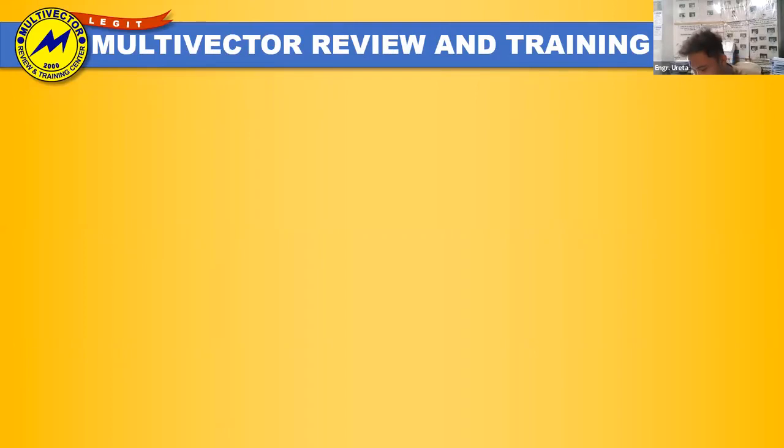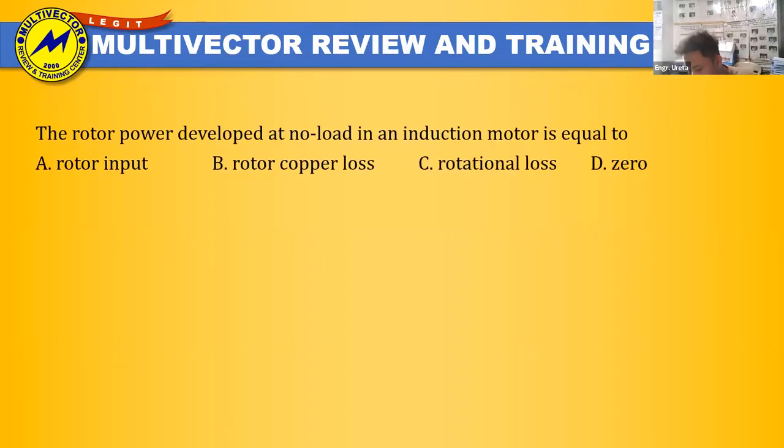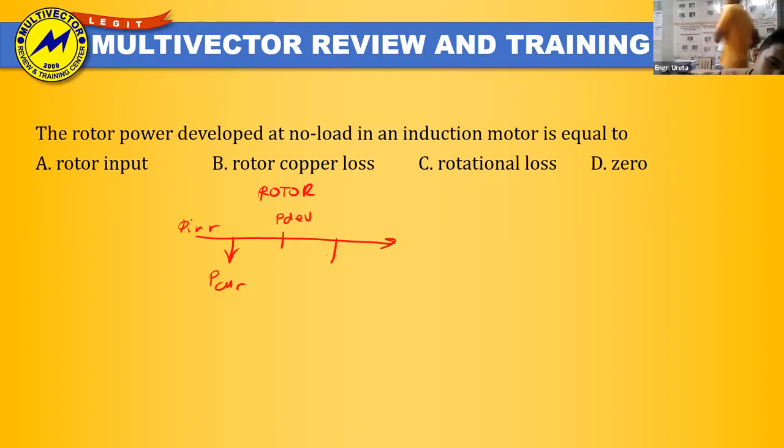Okay, problem number 39. The rotor power developed at no load in an induction motor is equal to blank. So when we refer to the power flow diagram of our rotor, the rotor side only of the induction motor, this is our rotor side power flow. The input power rotor, the copper losses rotor, the power developed, rotational losses, zero, and output power.